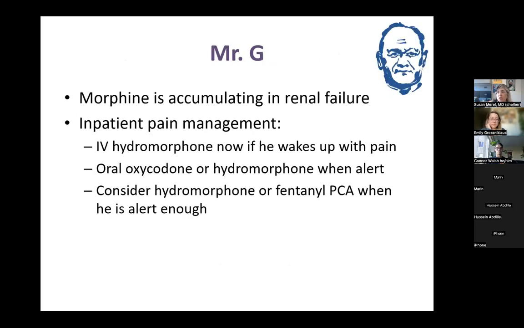All right. So back to Mr. G. In this case, he's having renal failure for whatever reason, and his morphine is accumulating. So what I would do is I would not give him further morphine. If he wakes up with pain, I would give him a little bit of IV hydromorphone. When he wakes up all the way, I would give him oxycodone or hydromorphone. And then I might consider a hydromorphone or fentanyl PCA when he's alert enough to press the button to look at his needs to discharge him on oxycodone or hydromorphone.